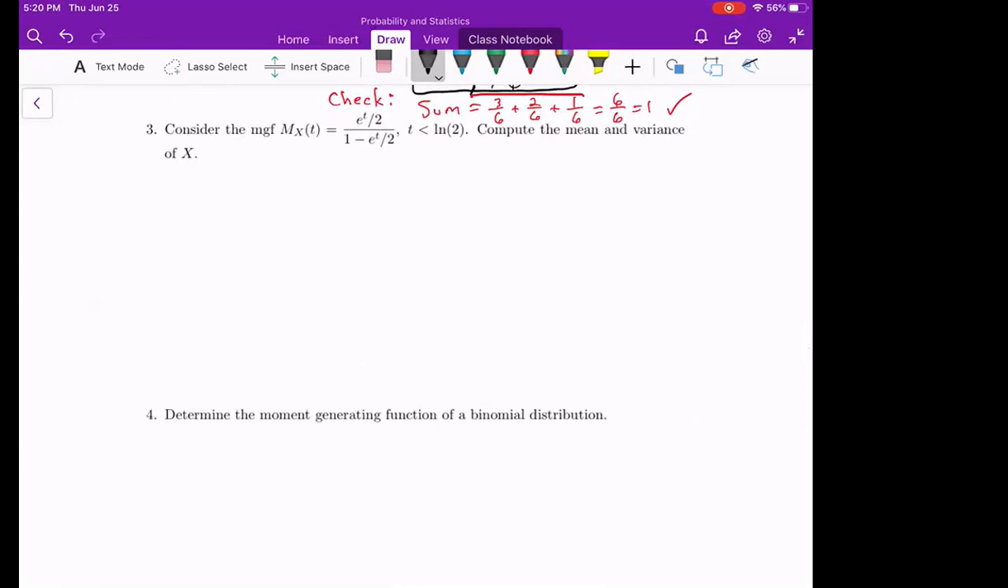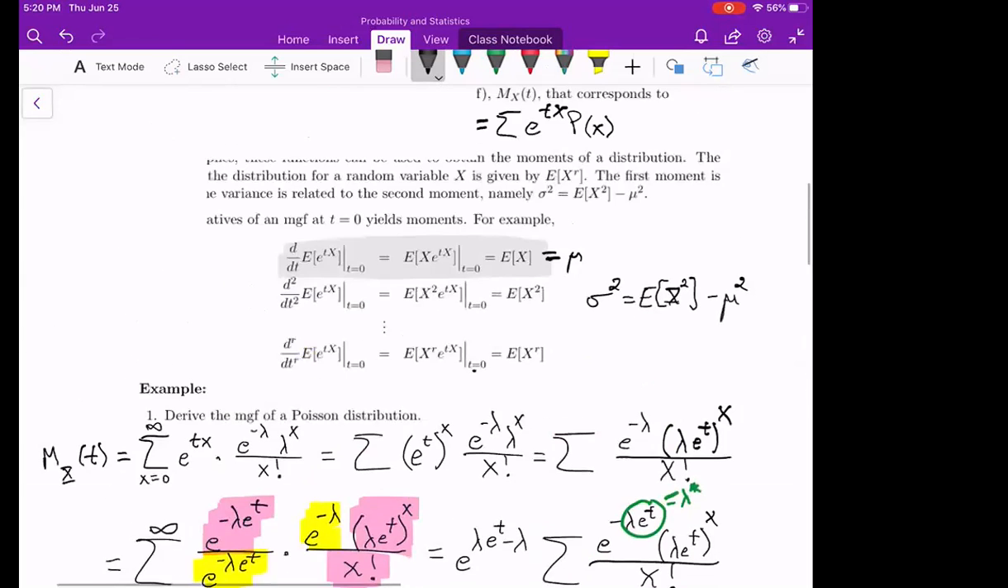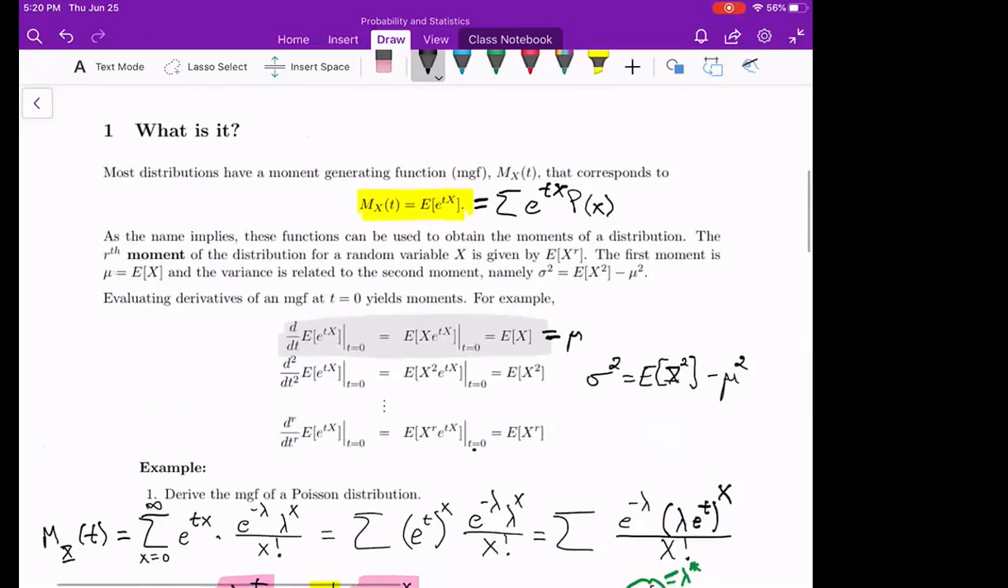So now we're going to make use of what I've got in gray here. We're going to take derivatives in order to get the first and second moments, because that's what's needed in order to get the mean and the variance.